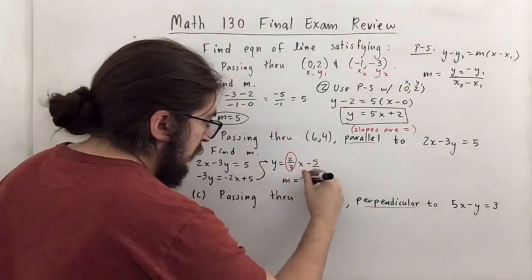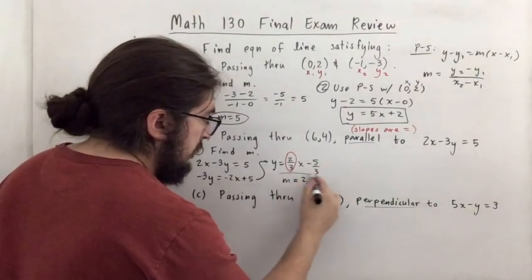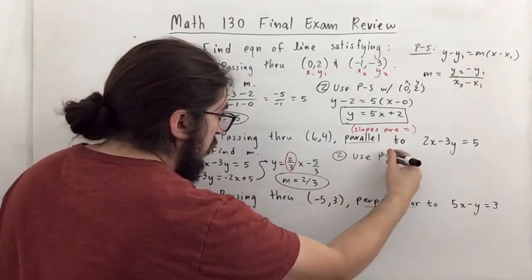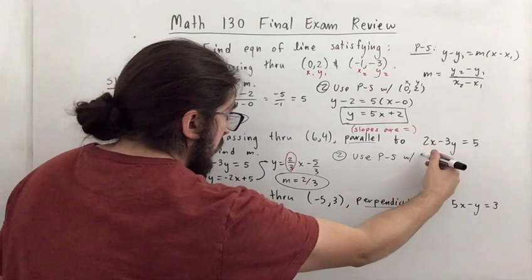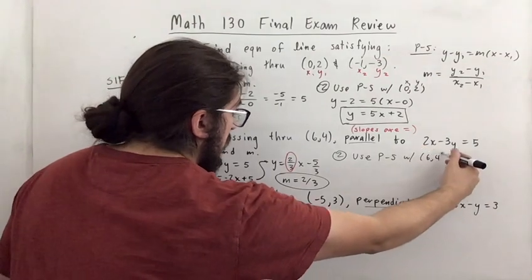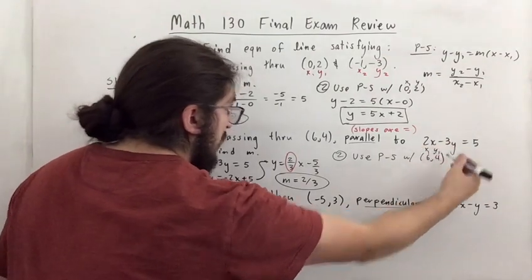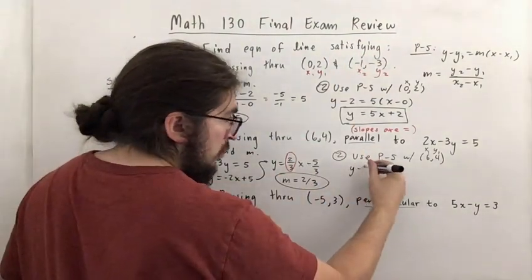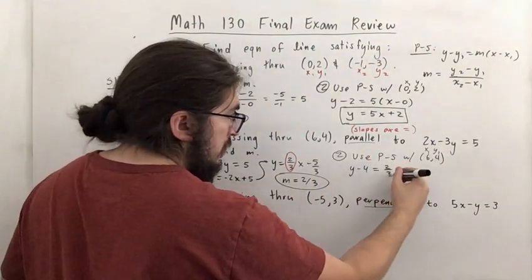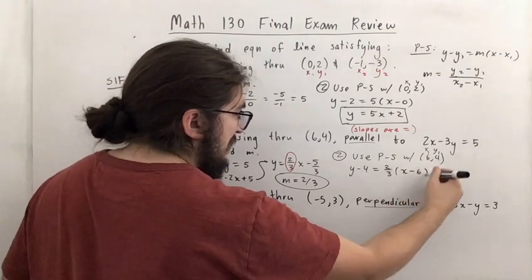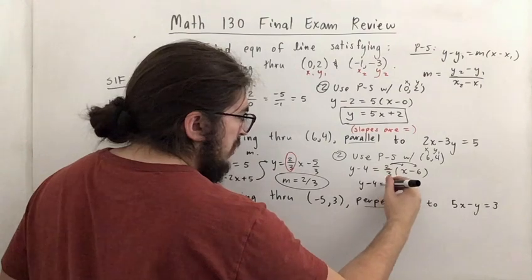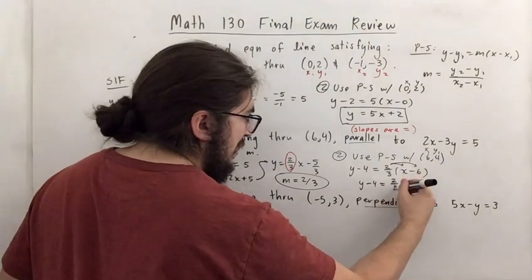So altogether from step 1, we get m is equal to 2/3. Perfect. So now in step 2, I'm going to use point slope with the point we're given, which is 6, 4. So label that as x1, y1. Use it with point slope with the slope we just found. y minus the y value equals 2/3, the slope, times x minus the x value. Distribute that 2/3. We get y minus 4 is equal to 2/3 x.